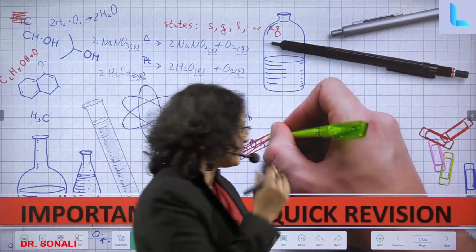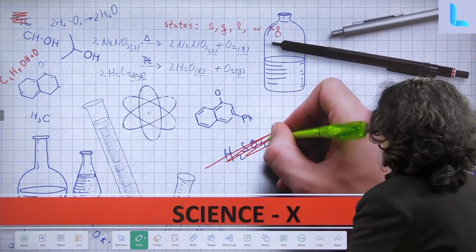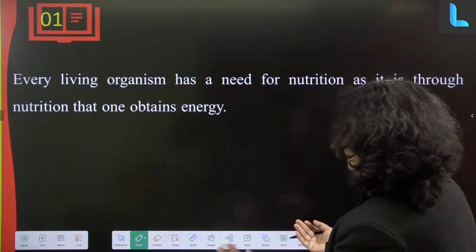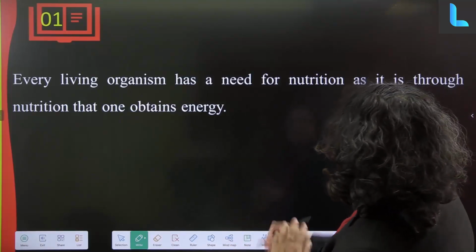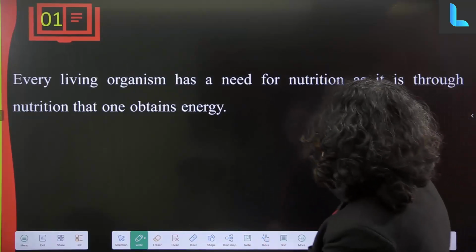For class 10 science, we have a chapter named Life Processes. So we have already completed the chapter. Let us do a quick revision from your exam point of view. Every living organism has a need for nutrition, as it is through nutrition that one obtains energy.